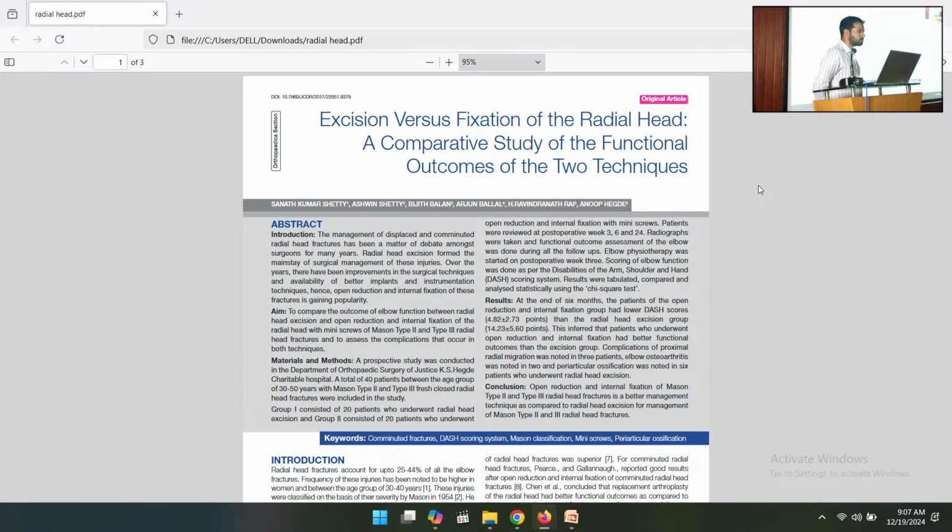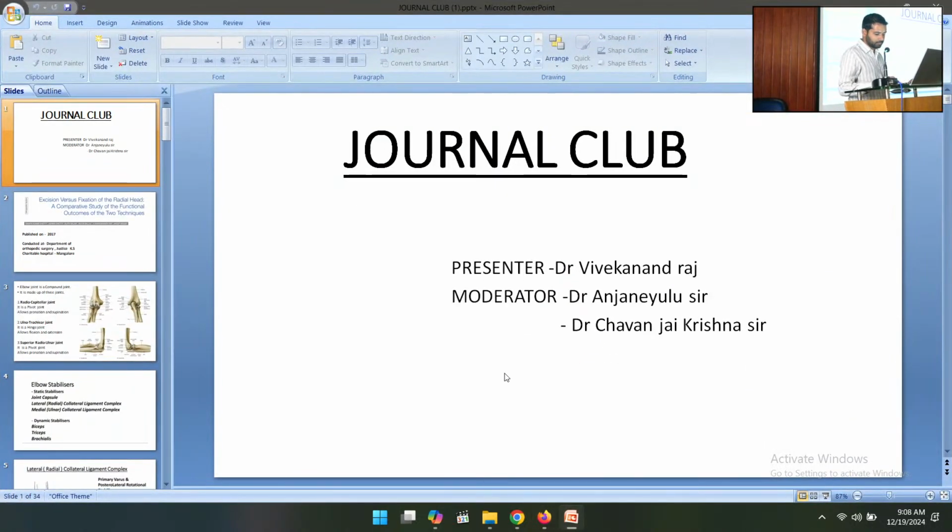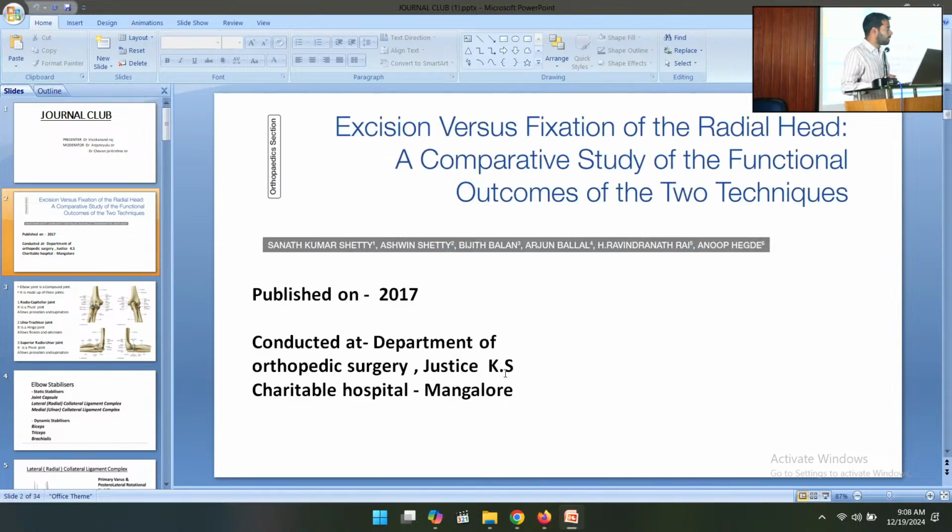Some of the cases are Monteggia fracture dislocation. There also is an open fracture, open Monteggia fracture dislocation. Just one. Fixation versus fixation, just this case, this is very important. Fixation of the radial head, a comparative study of the functional outcomes of the two techniques, conducted at the Department of Orthopedic Surgery, Justice KS Charitable Hospital, Bangalore, and published in 2017.